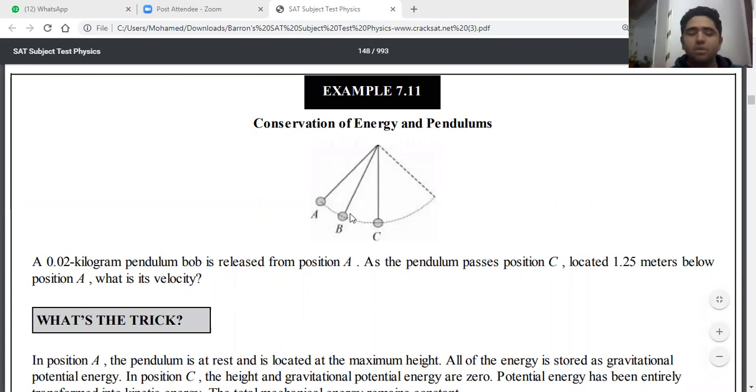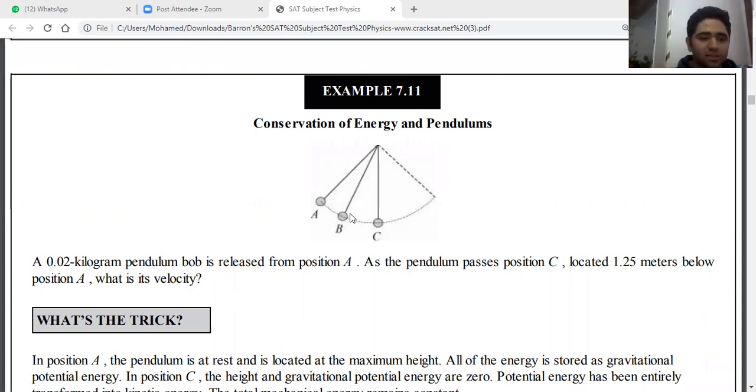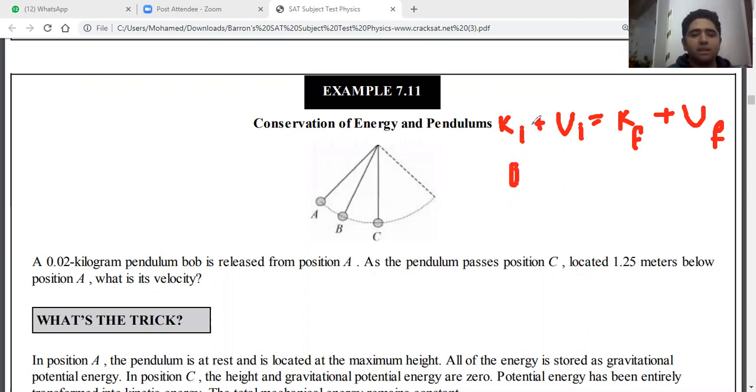So I'm going to solve this problem with you, and I'm not going to look at the answer. All right? So I will say Ki plus Ui, initial kinetic energy plus initial potential energy equals final kinetic energy plus final potential energy. Well, the kinetic energy at the top, at point A, is 0. And the potential energy, well, that is mgh.